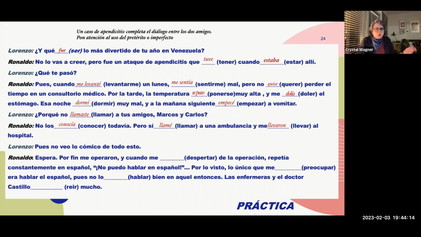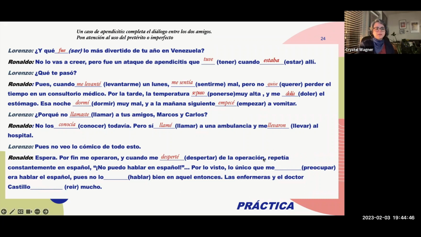Pero no veo lo cómico de todo eso. I don't see what's so funny. Espera. Por fin me operaron. Finally, they did surgery on me. Notice again the use of the preterite here with operar. Finally, they operated on me. And so once more, I have cuando, right? Keyword for pretérito. Cuando me desperté de la operación, when I woke up, repetía constantemente.